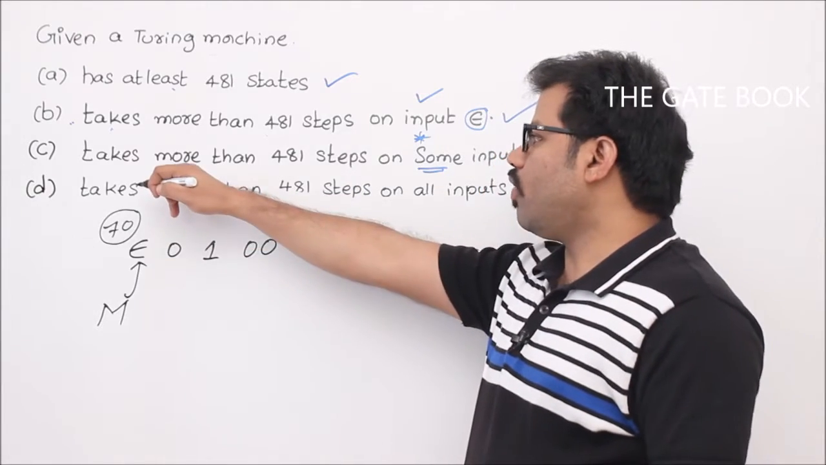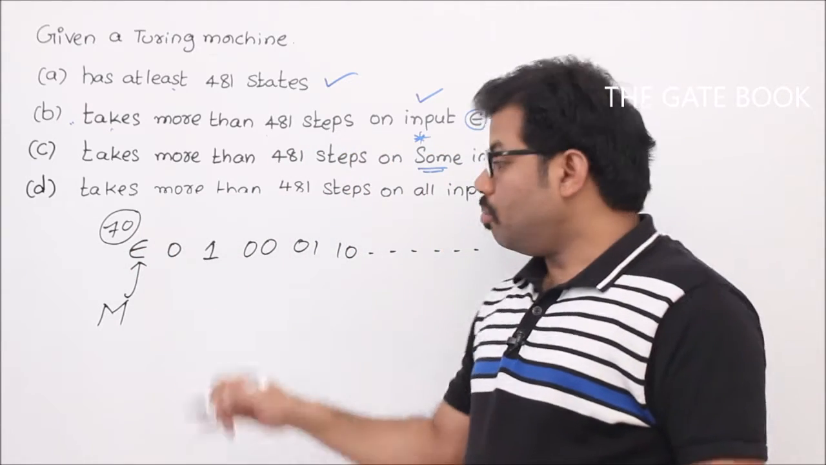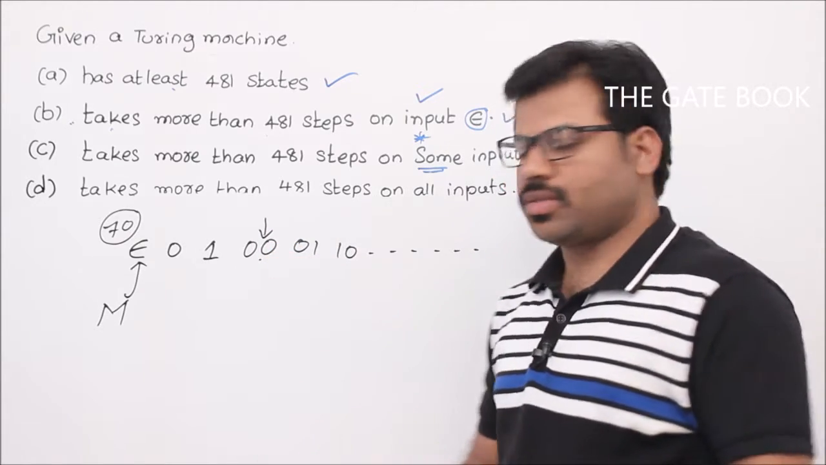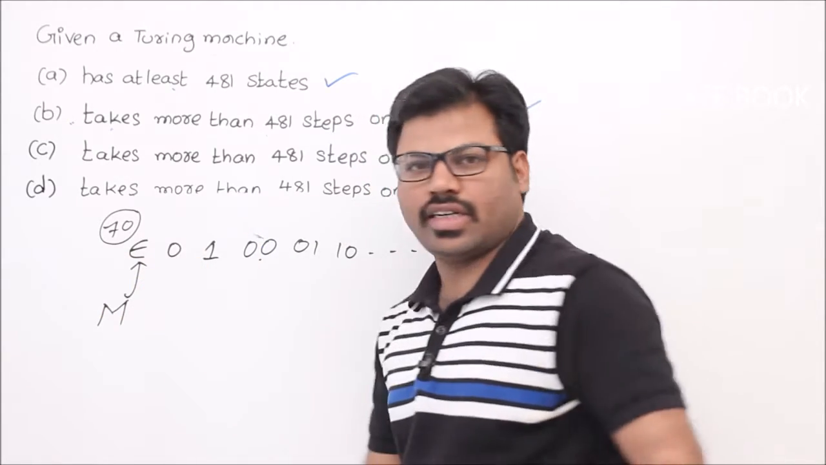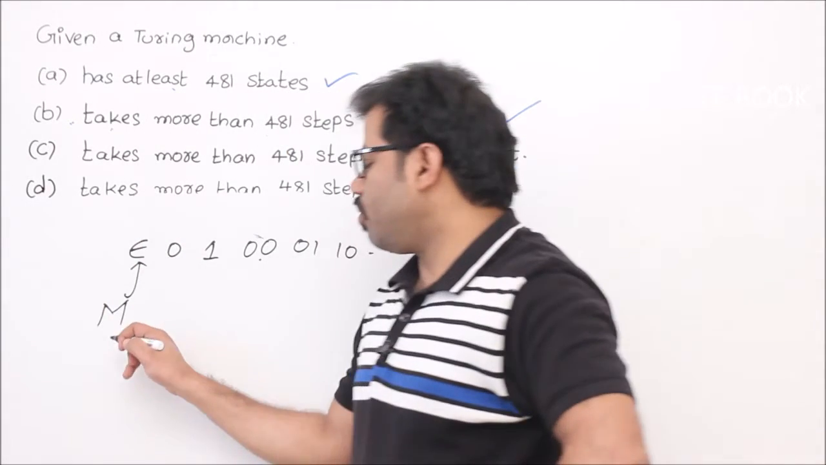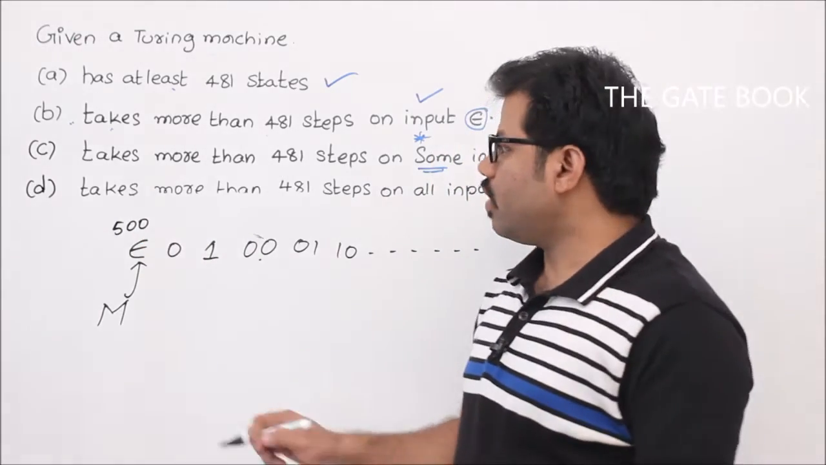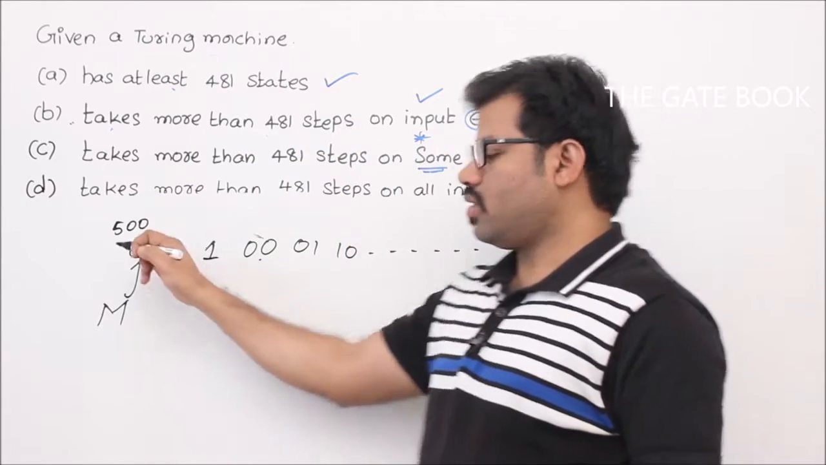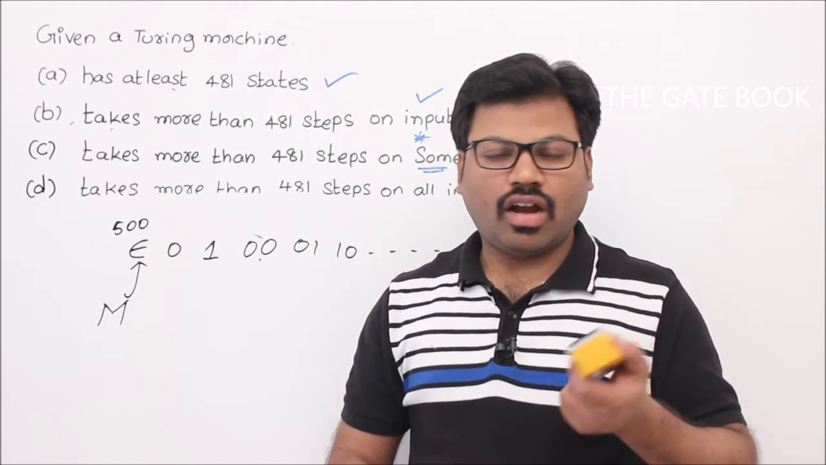Why? This question is about whether a Turing machine takes more than 481 steps on some input. It's not asking about epsilon. Maybe on another input, it may be taking more than 481 steps. Simply by running your Turing machine only on epsilon, we can't decide. Sometimes we can decide. Sir, when can we decide? For example, let's say your Turing machine is taking 500 steps and after that it halts. Then the question is, does this Turing machine take more than 481 steps on some input? Yes. On epsilon it is taking more than 481 steps. I can decide. But not always, correct?